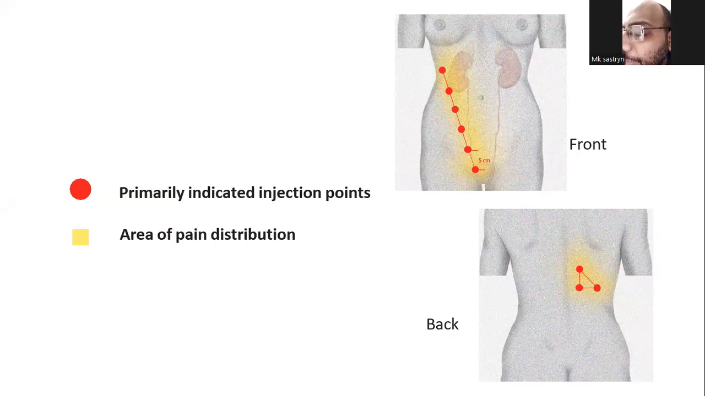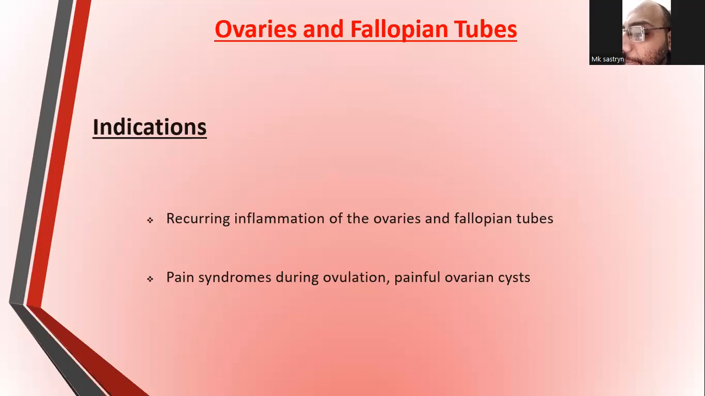This time we'll have advanced prolotherapy class, practically. Ovaries and fallopian tubes. Recurring inflammation in the ovaries and fallopian tubes, pain syndrome during ovulation, pain ovulation cyst. So this is generally found in gynec symptoms. You can see how to revive this.